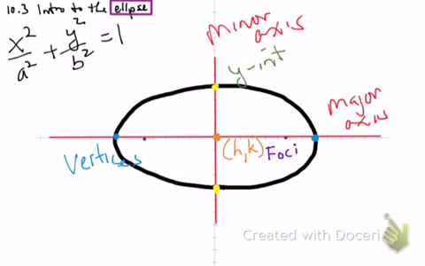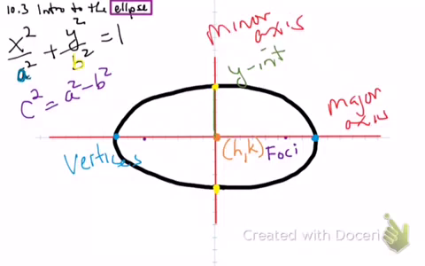Okay, and then the vertices are a distance a from the center, and then the foci is c distance from the center. And you're like, well, there's no c in that formula. Well, c squared equals a squared minus b squared. So you could calculate out what c is. And then the y-intercepts are the b.